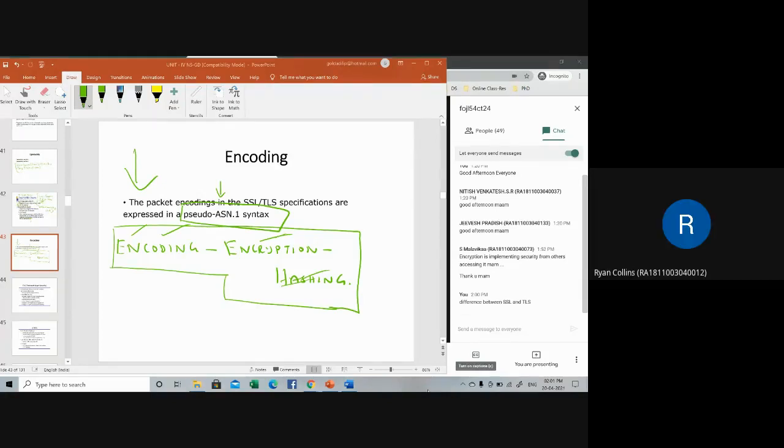Ryan is there? Yes, ma'am. SSL and TLS difference you're asking, ma'am. Yes, I've put it in the chat window here. No, I'm not asking you the question right now. Oh, I thought I had to say it right now. Okay, you be prepared. I'll ask somebody.